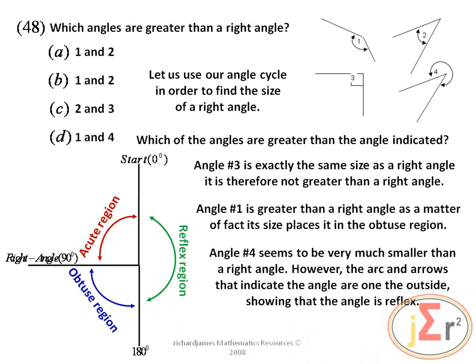Angle number 4 seems to be very much smaller than a right angle. Look at it right there. It seems to be somewhat less than a right angle, is it? However, the arc and arrows that indicate the angle are on the outside, showing that the angle is actually reflex. So notice that we go with the arrow right here on the outside. So this angle is not this little one that is inside here, it is a big one that is all the way around here, which of course is greater than a right angle. So the correct answers are what? 1 and 4. And that is represented by option D.